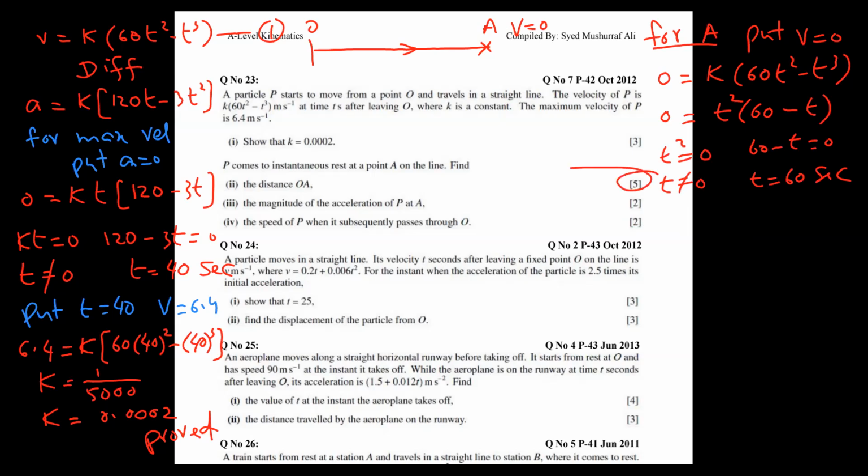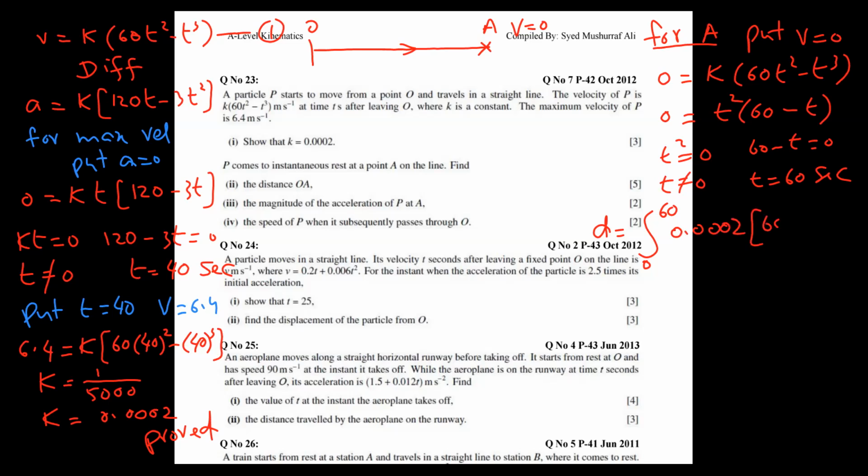And what is the question for 5 marks? Find the distance. You have the velocity expression. To find distance, when I am at the level of displacement, velocity and acceleration, if I want to come down, I integrate. So I'm going to integrate the velocity expression to get the displacement expression, and the limits are confirmed. So d equals the integral from 0 to 60 of this expression, and I can put k as 0.0002 in the bracket.